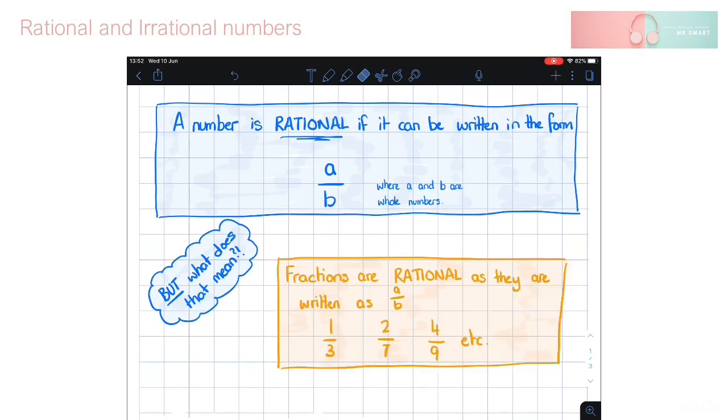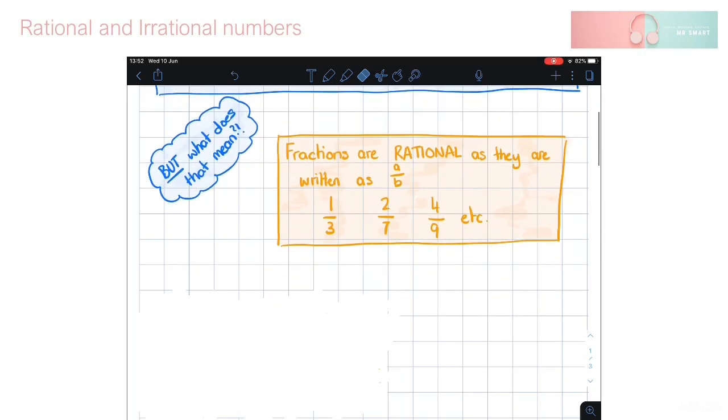Well, let's start with fractions, for instance. Fractions are rational as long as they have two whole numbers in them. So 1 over 3, 2 over 7, 4 over 9 are all examples of fractions which are rational as they can be written as a over b.